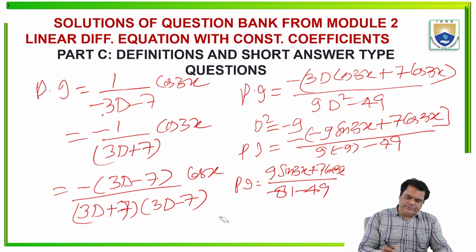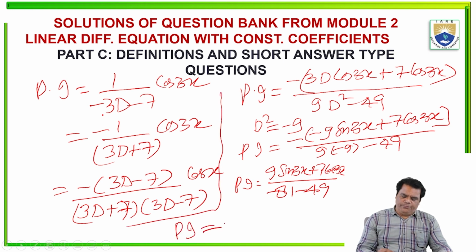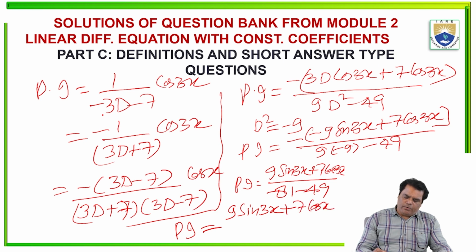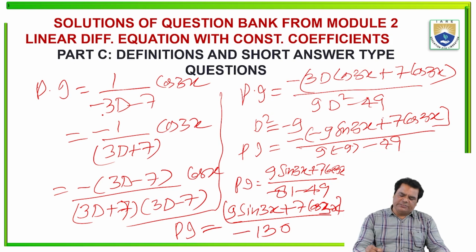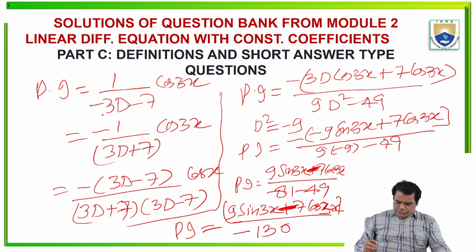So the final answer is PI is equal to 9 sin 3x plus 7 cos 3x upon 130, and this is a minus sign. Multiply this minus plus, then this minus. Okay, so this is a minus sign. This is the correct PI of this question.